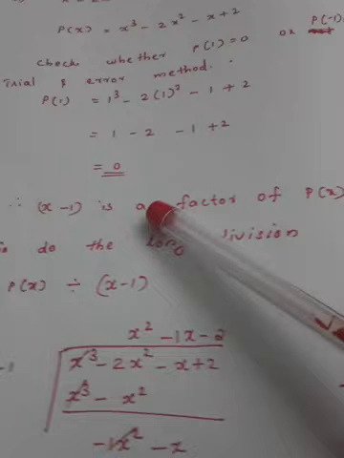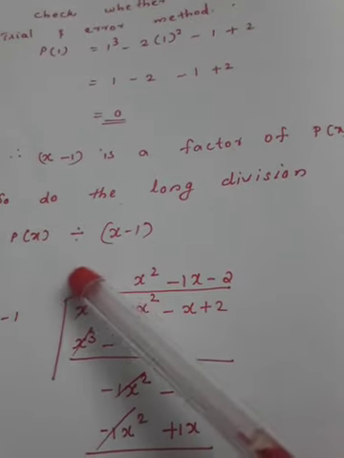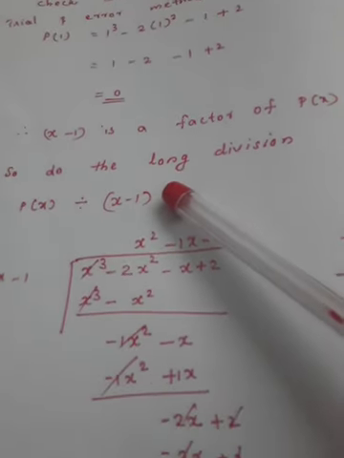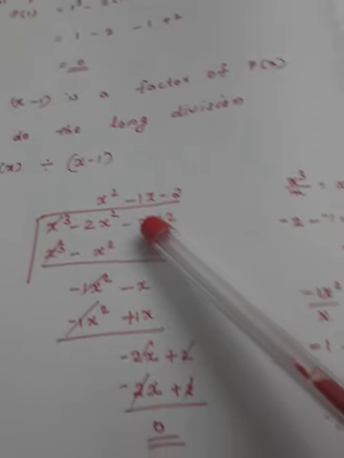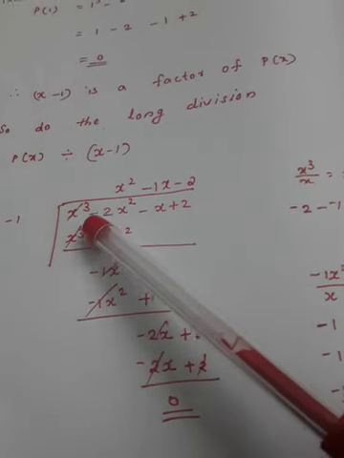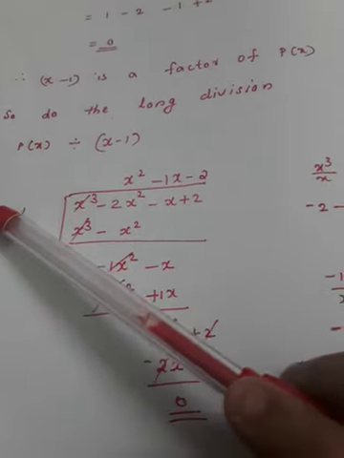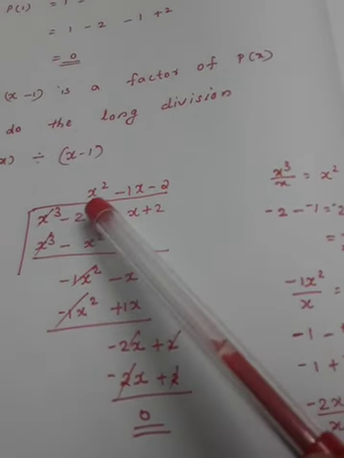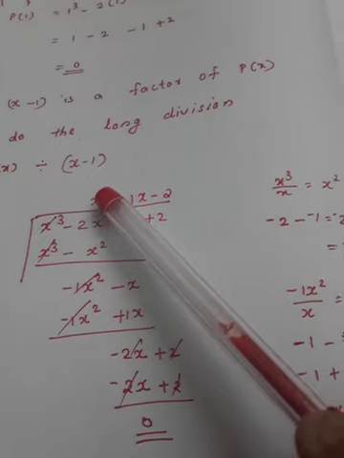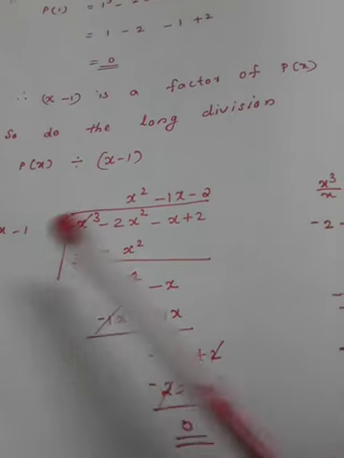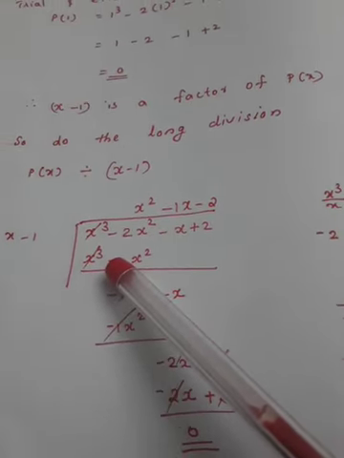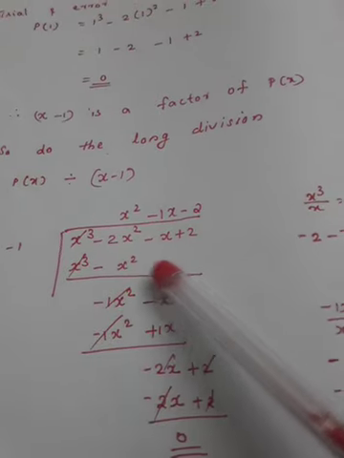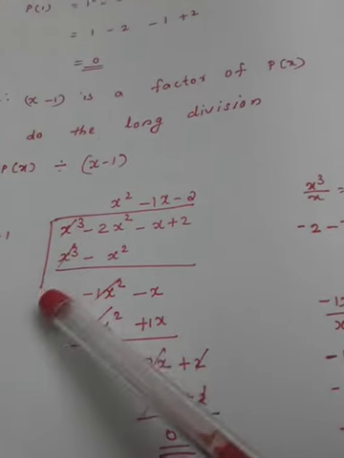So here we got x minus 1 is a factor. Then the next step is we need to do the long division, p of x by x minus 1. You know the steps of long division. First we take x cube and x, divide them. Then what we will get? x square, that will be in the quotient. Then multiply x square into x minus 1, that is x cube minus x square. Then subtract, these two will be cancelled.